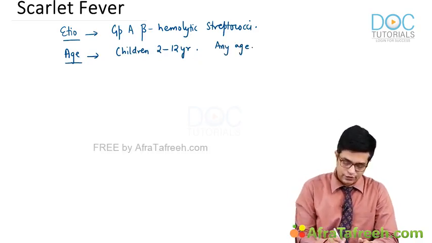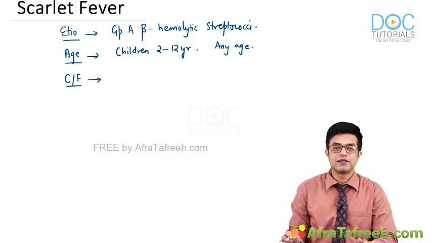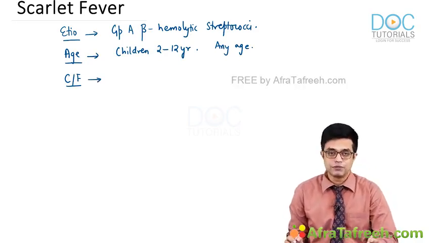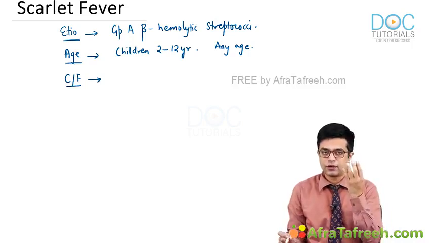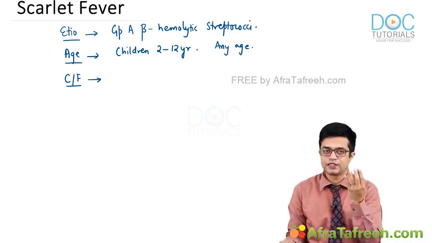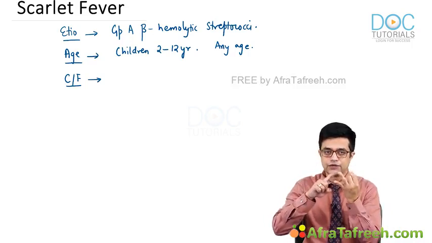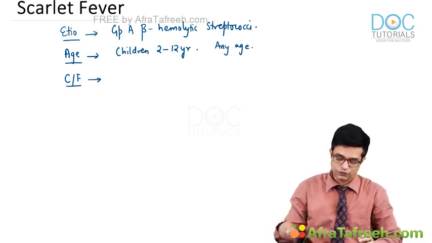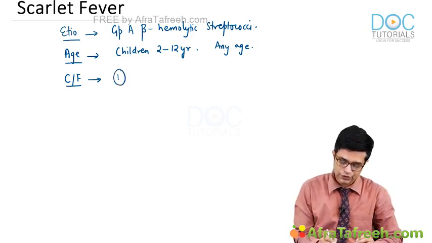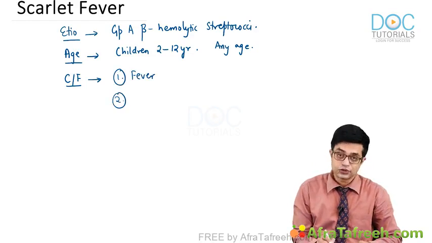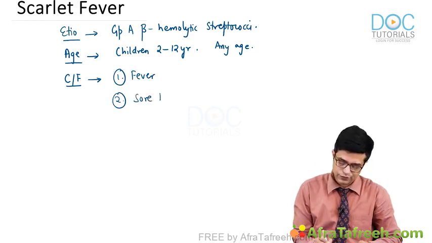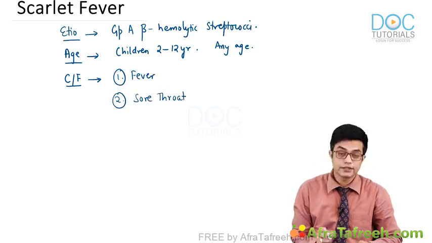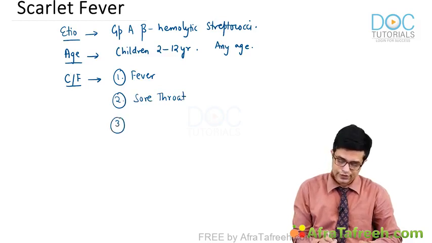Now, what are the classic clinical features of scarlet fever? As the name itself is saying, the fever will always be present. 4 things are always present in patient with scarlet fever. There will be fever, there will be sore throat, there will be rash, and there will be strawberry tongue. So the 4 cardinal features include fever. Second, there is sore throat, which occurs due to streptococcal pharyngitis. Thirdly, there is strawberry tongue.